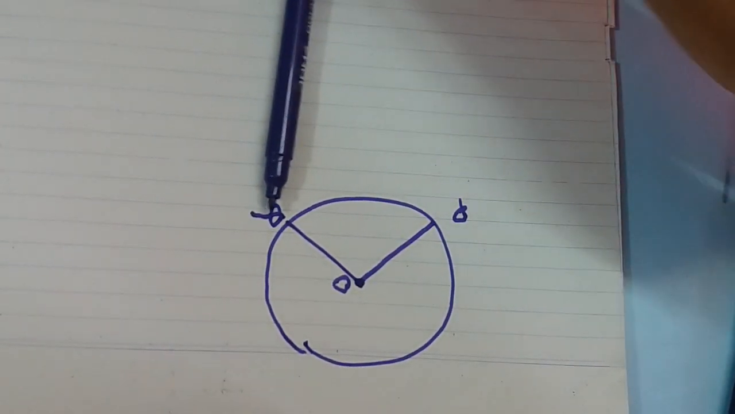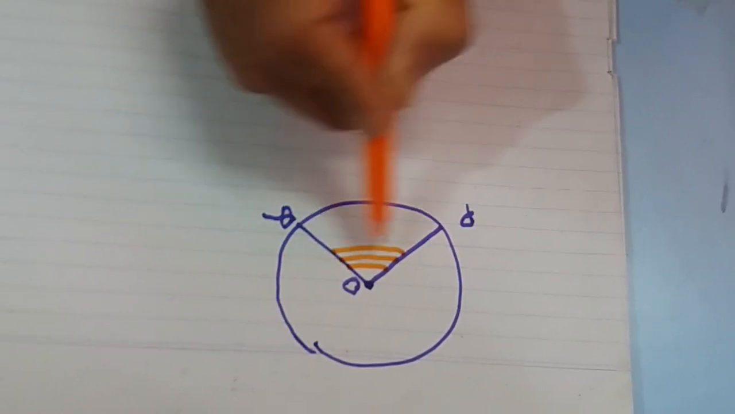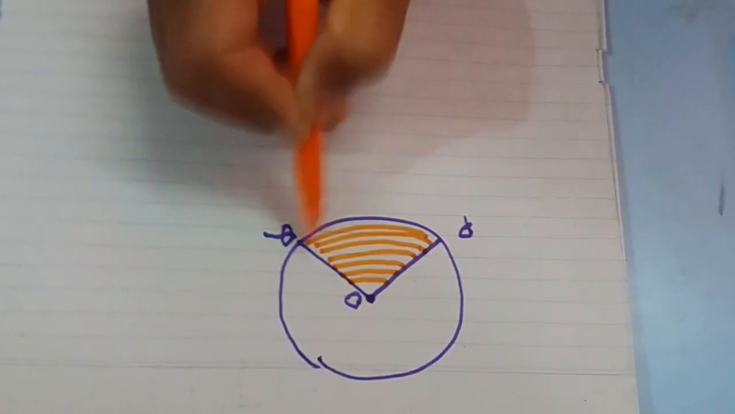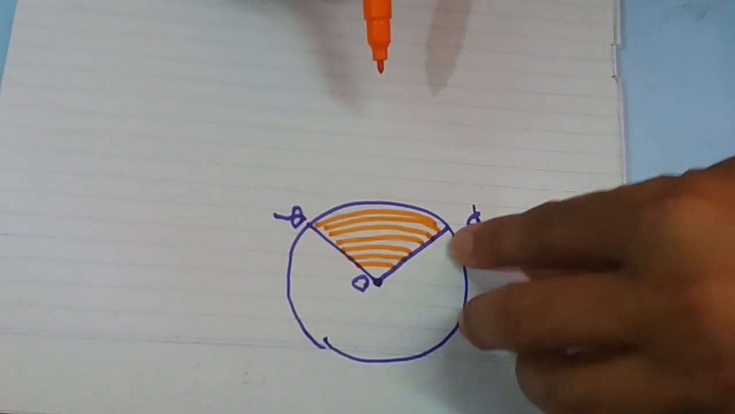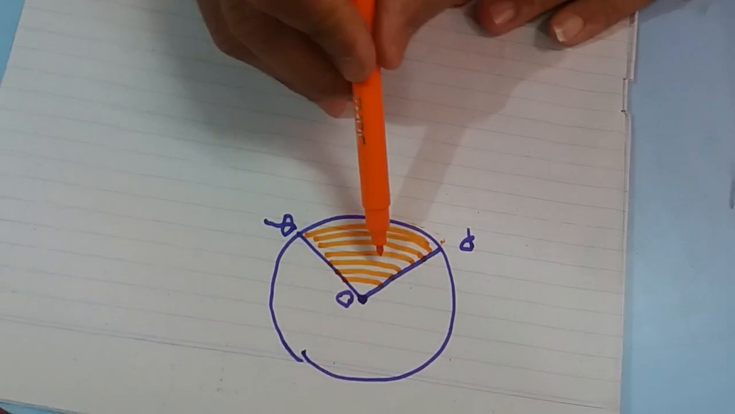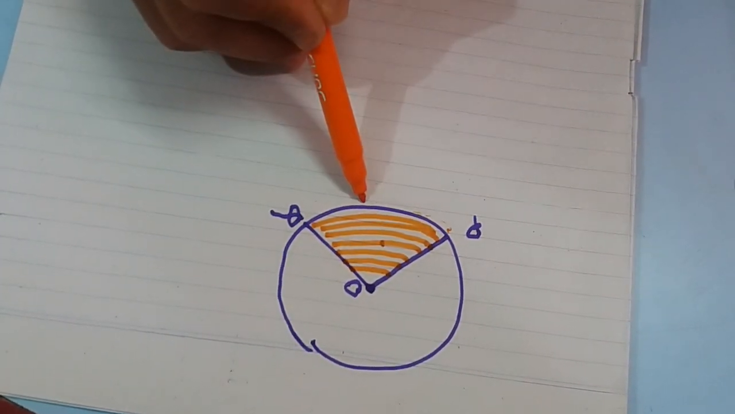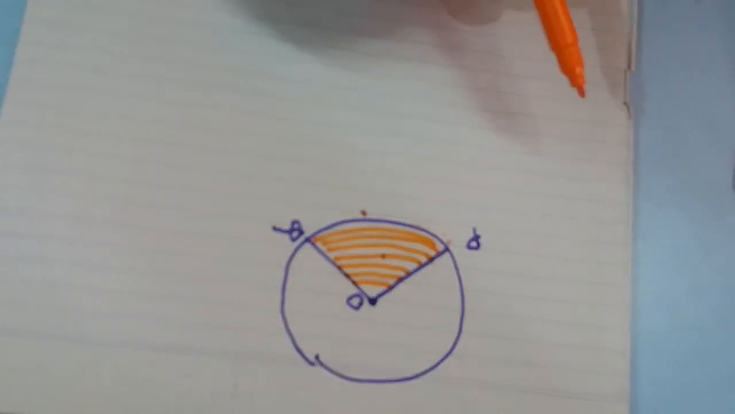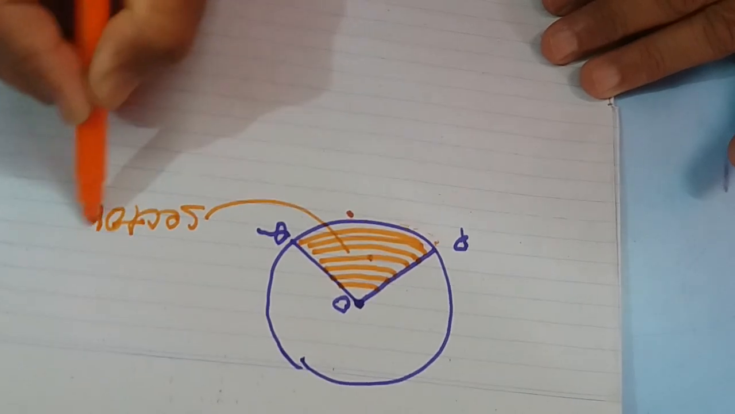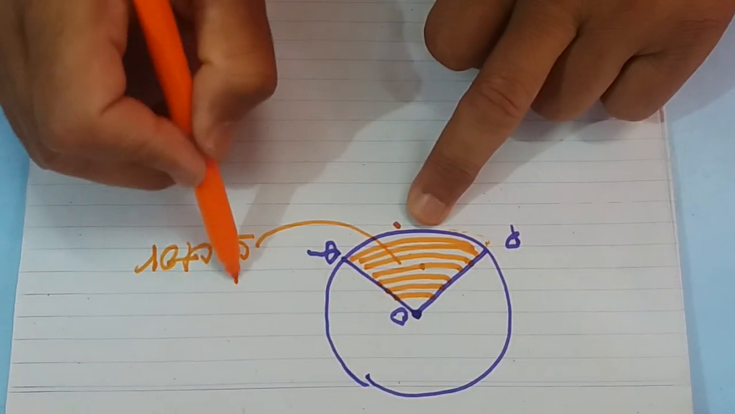Now this is the region between the two radii OP, OQ and the arc PQ. This is the radius OP, this is the radius OQ, and this is an arc PQ. So the region between any two radii and an arc is known as a sector. This is a sector. The same things work here also. Since it is a smaller sector, we call it a minor sector.